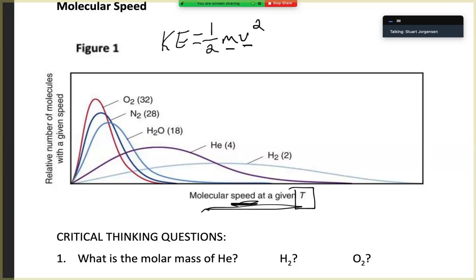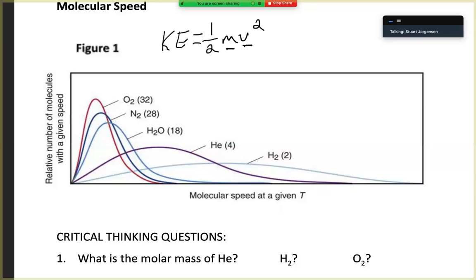On our vertical axis over here, we have the relative number of molecules with a given speed, so it's the total number of particles at that speed. And we've plotted speed across our x-axis going across the bottom. So we're comparing two things here: at a given temperature, how fast are they going and how many of them are at that speed.